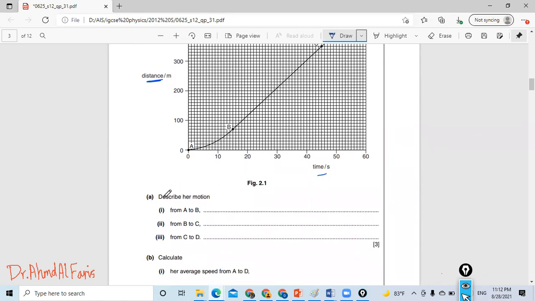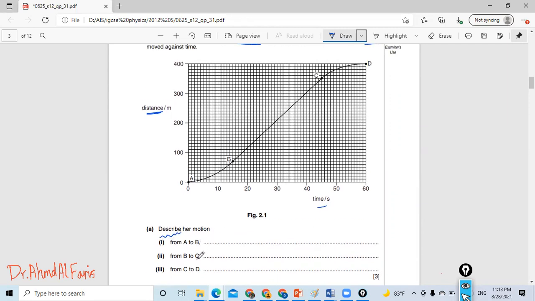Now first of all, they ask us to describe the motion from A to B, from B to C, and from C to D. As you can see here, there is a curve, which means the gradient, the slope, increases. In a distance-time graph, the gradient represents the speed. Since the gradient is increasing, the speed is increasing. That means it's on acceleration. That's from A to B.